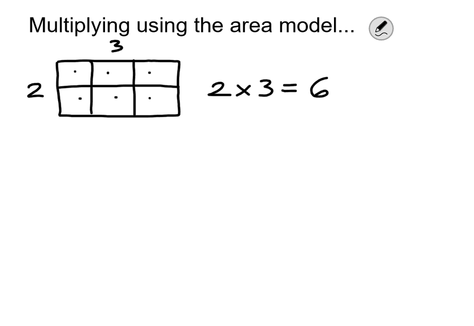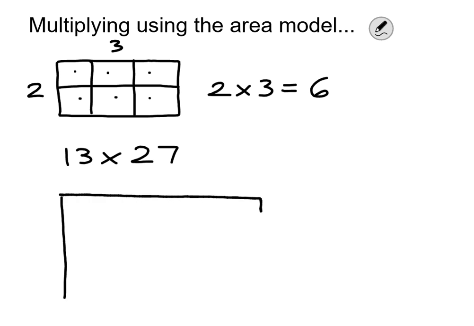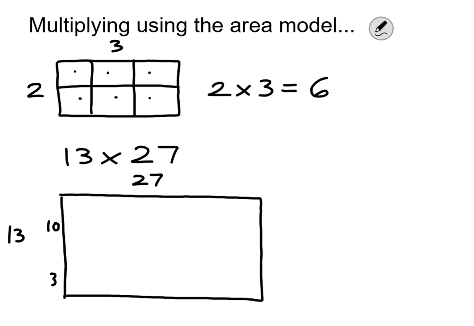Like for example, if we want to multiply 13 by 27. Except we're not going to draw all the little squares because that would be too long. So what we'll do is we'll just create a rectangle that's going to be approximately 13 by 27. And we're going to break it down into something easier. Like 13 is the same as 10 plus 3. So we can break it down like this. 27 is the same as 20 plus 7.